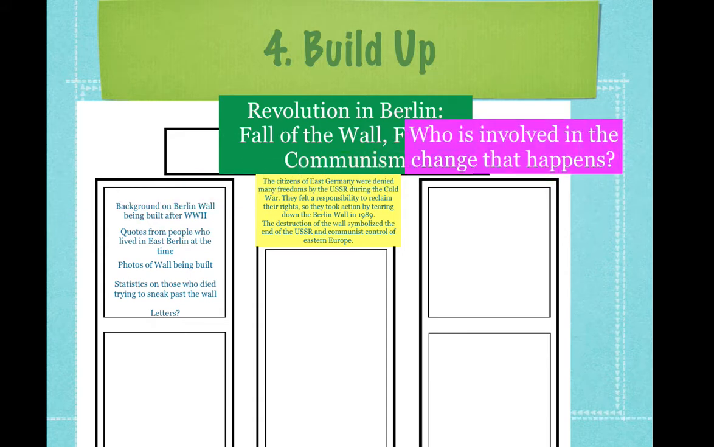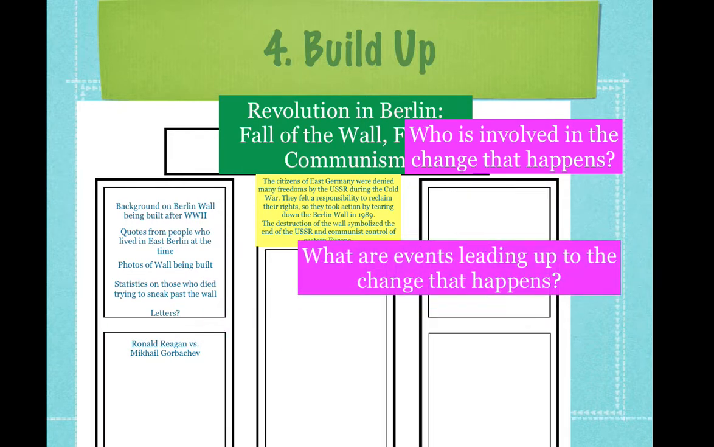Next is the build-up. Who is involved in the change that was happening? History is people. So you're going to have people that you need to introduce to us. In this case, Ronald Reagan and Mikhail Gorbachev were the leaders. What events led up to the change that happened? So is there a timeline you want to include? Not every project needs a timeline, but in this case, this would be a good way to get that across.